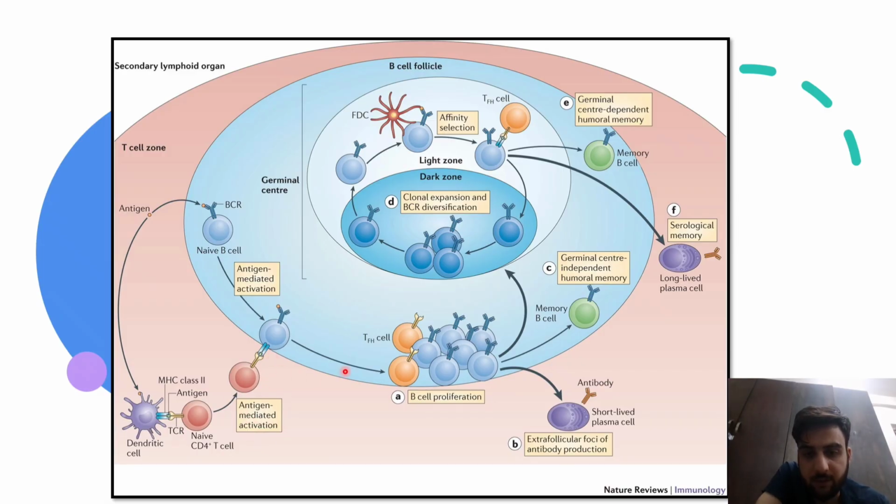B cell activation happens, and these T follicular helper cells will help the B cells to proliferate in a prolific manner. So B cell proliferation happens, and after that, some of these B cells will migrate to the germinal center of that lymphoid organ. So when they reach the germinal center, what basically happens? There are two different zones in the germinal center.